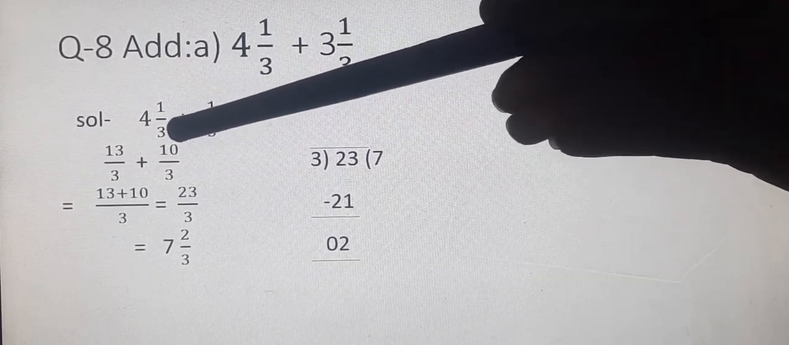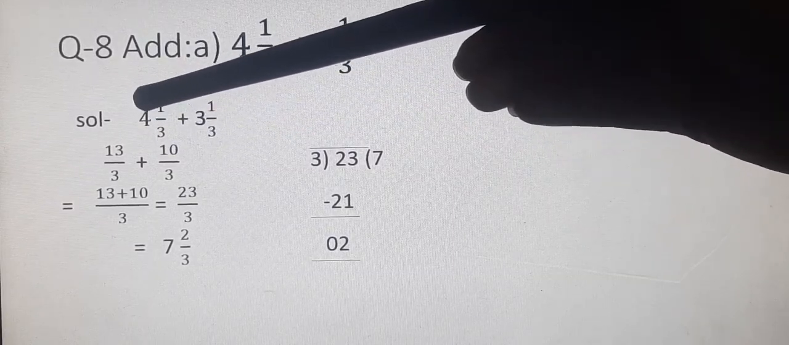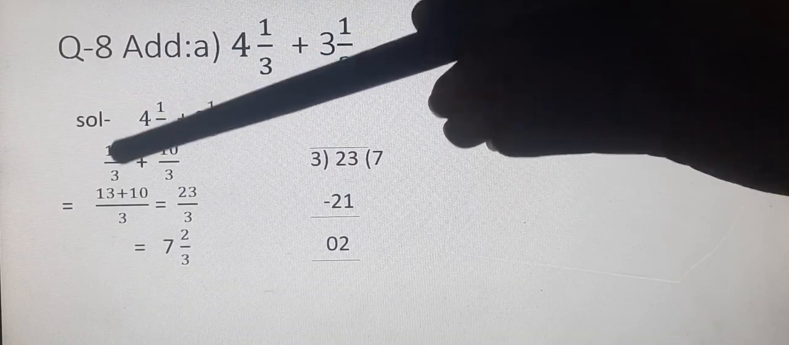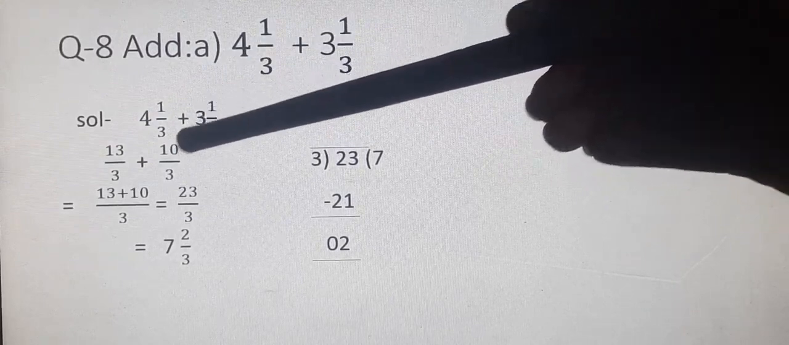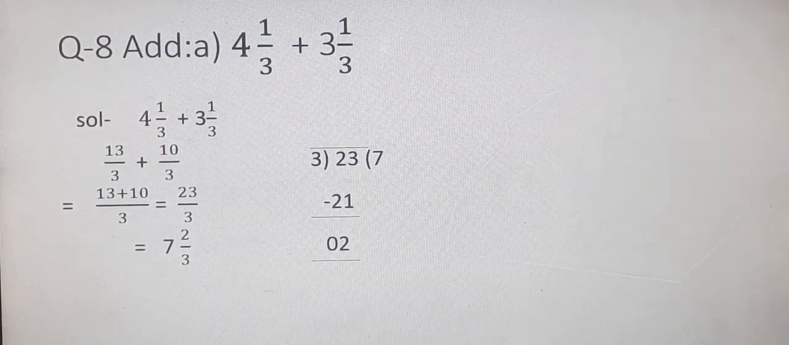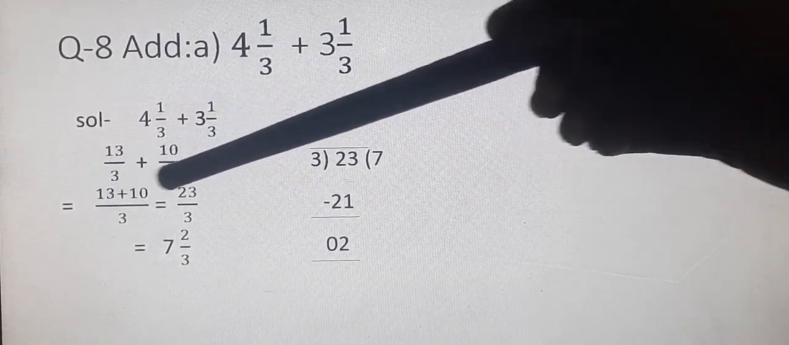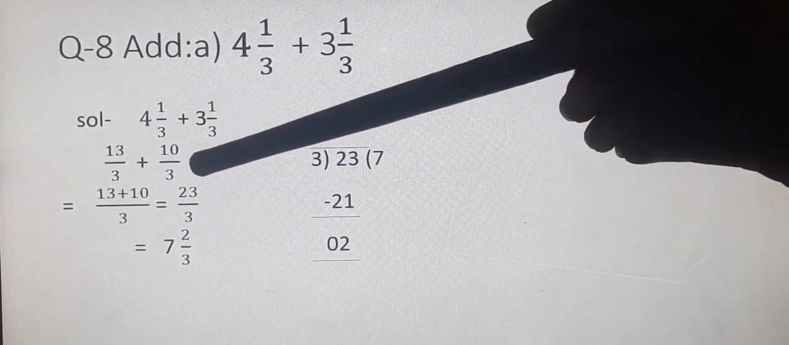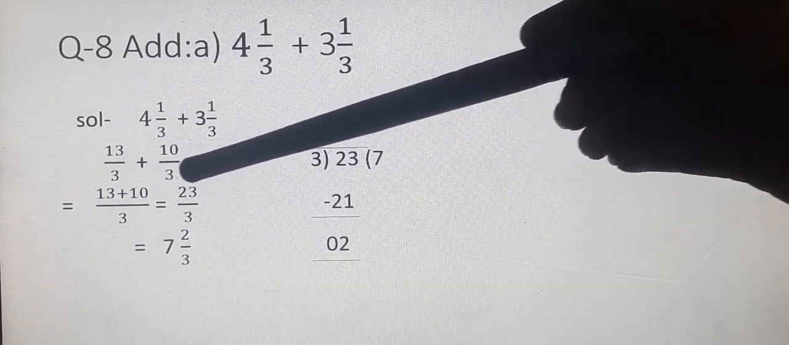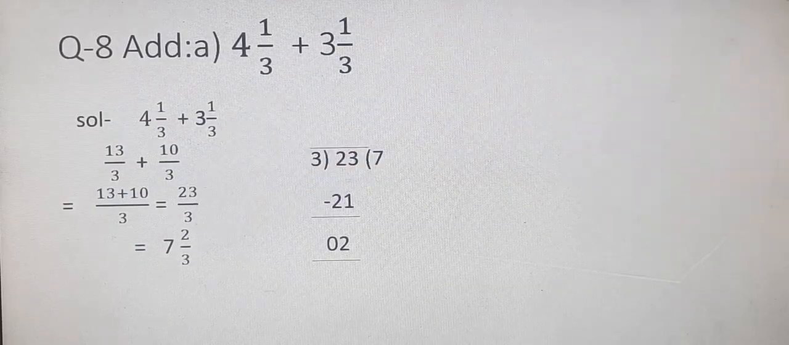into improper. 3 4s are 12. 12 plus 1, 13. 13 upon 3 plus 3 3s are 9. 9 plus 1, 10. 10 upon 3. As denominators are same, 3 and 3, so LCM of 3 and 3 is 3. So we will directly add the numerators. 13 plus 10, that is 23 upon 3.